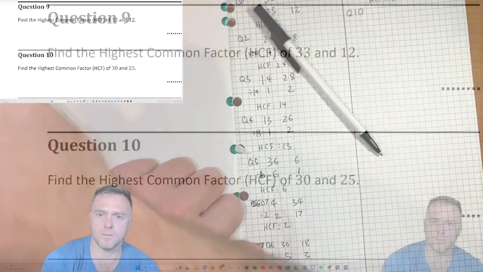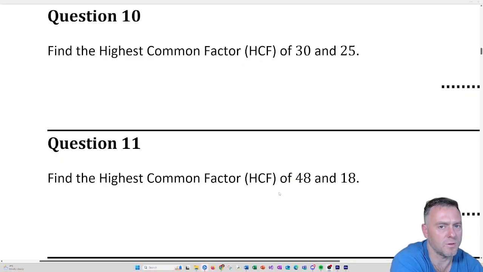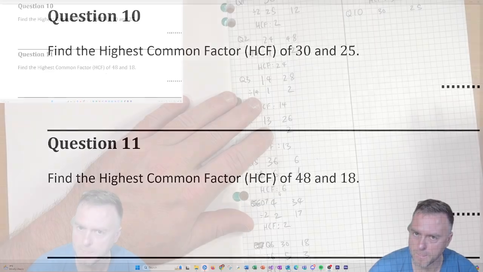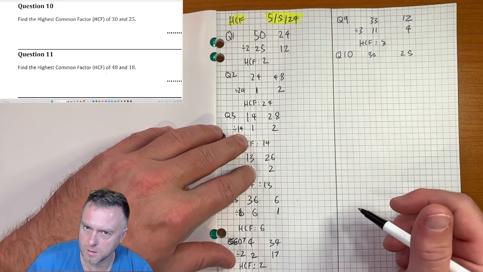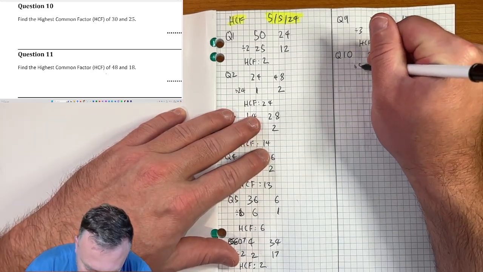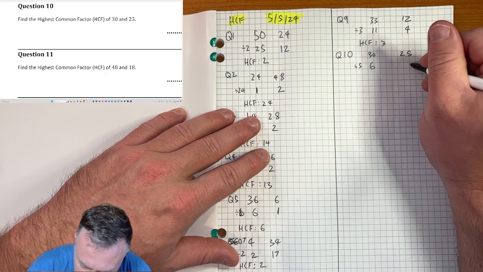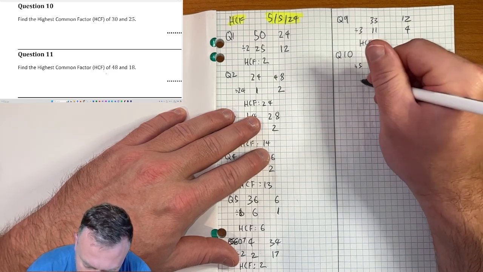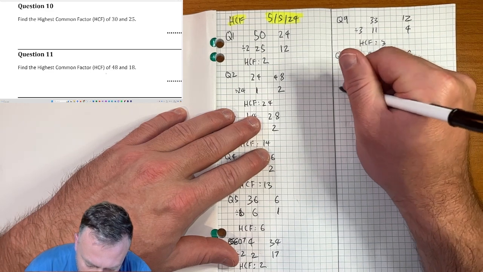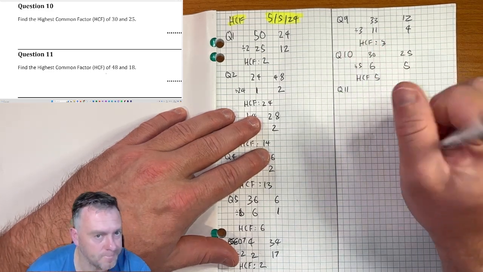Question 10. Highest common factor of 30 and 25. And we can divide both these guys by 5. So then we'll be left with 6 and 5. Can't do much more. That's the highest common factor. It's just 5.